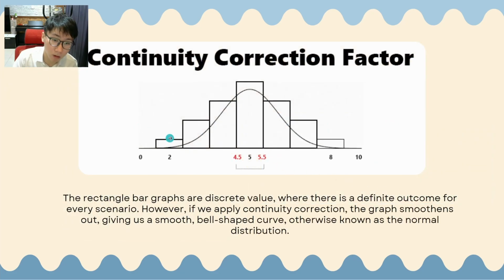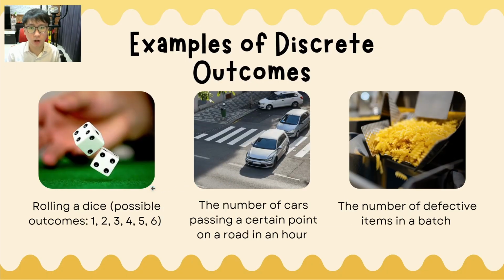Here we can see the rectangle bars are actually the binomial distribution graph, and they're discrete. They have a fixed set of values. But when we use continuity correction, which we need to use in order to get a normal approximation on this data, we get a more symmetrical and smooth bell-shaped curve, which is what we need to calculate these distributions.